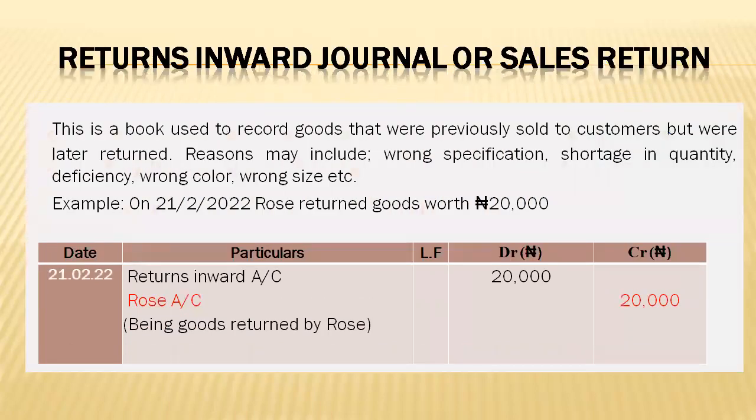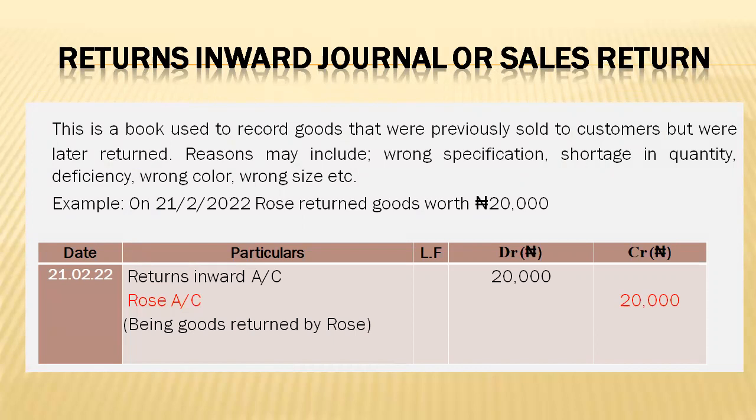The next one we are going to look at is the returns inward journal, or the sales returns. Now, what do we mean by the returns inward journal? This is a book used to record goods that were previously sold to customers but were returned later by those customers. So we have sold these goods to customers, but one way or the other, the goods were returned.